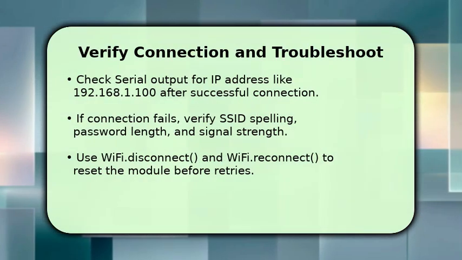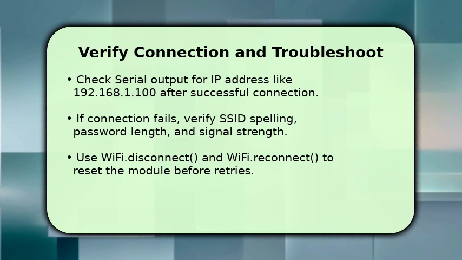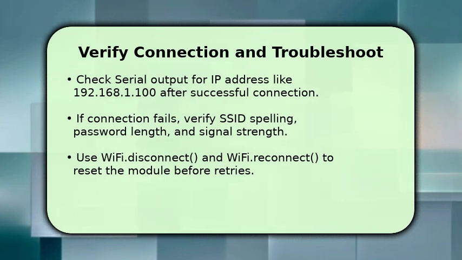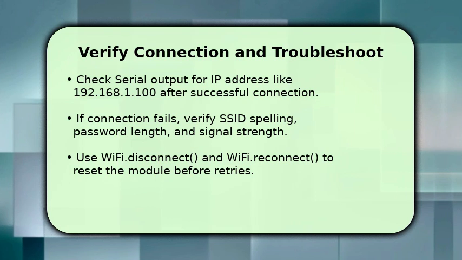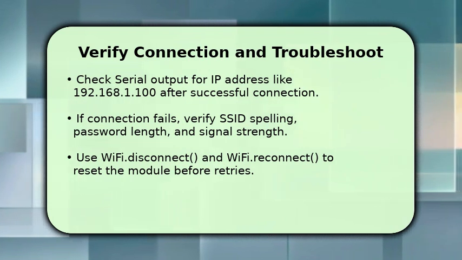Check serial output for an IP address like 192.168.1.100 after successful connection to confirm network assignment. If connection fails, verify SSID spelling, password length, and signal strength near the ESP32 unit.